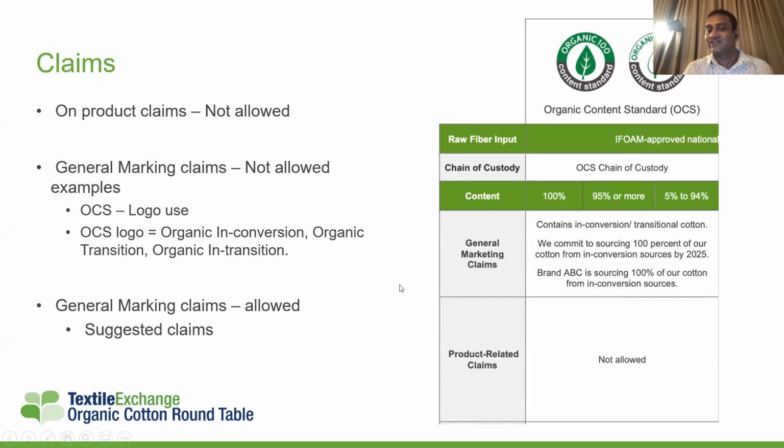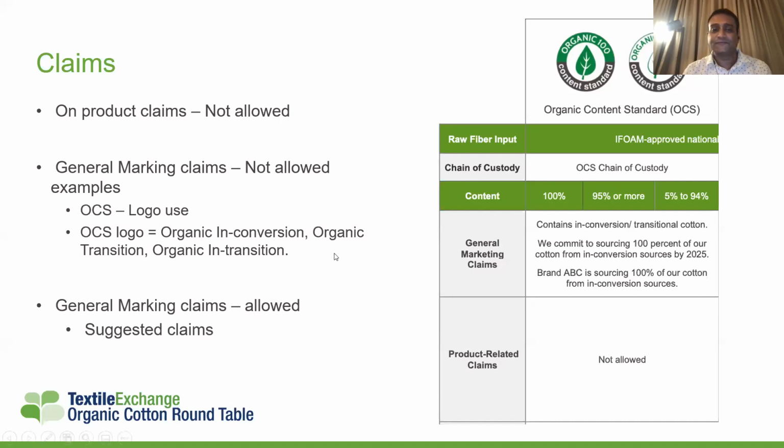So what you can see on the right hand side, there are certain suggested claims like contains in conversion or transitional cotton. We are committed to source 100% of our cotton from in conversion source by 2025 XYZ. Such claims can be allowed with this chain of custody.